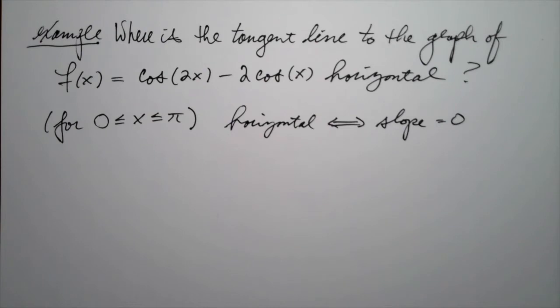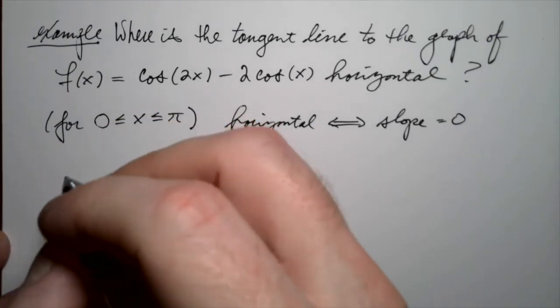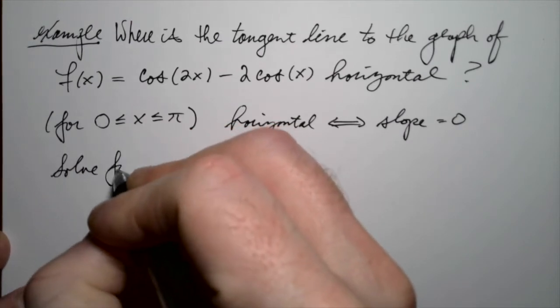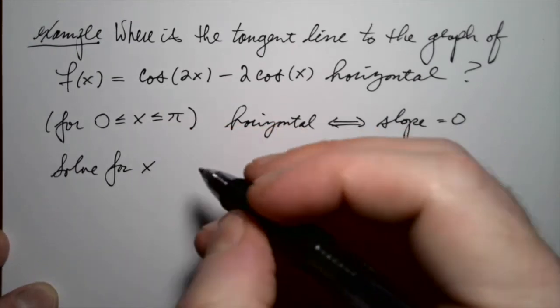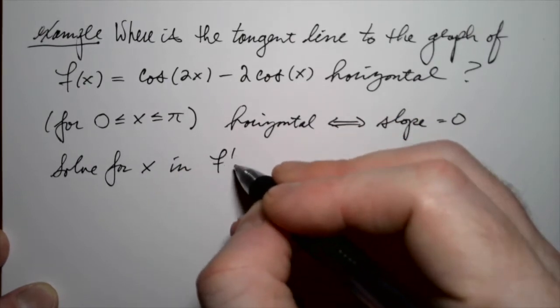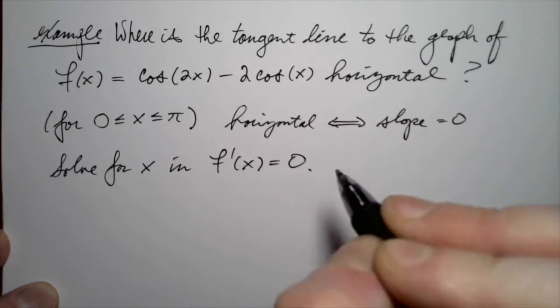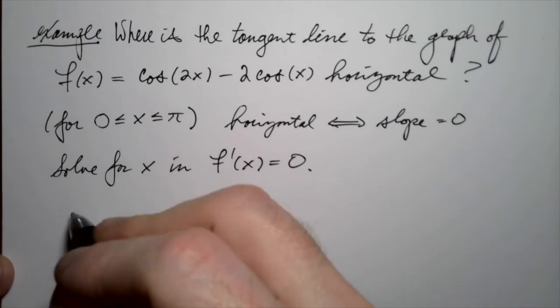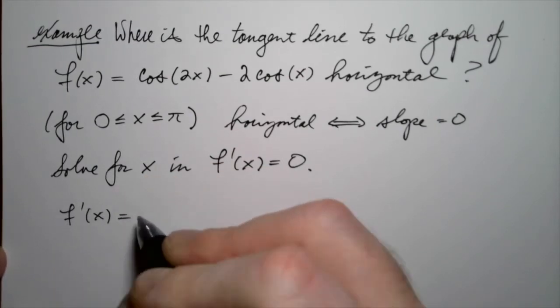So in other words, we're asking where the slope of the tangent line is 0. Well, the derivative measures the slope of the tangent line. So what do we need to do? We need to solve for x in the equation that says that the derivative is 0. If we compute the derivative, set it equal to 0, and then solve for x, we'll figure out exactly where the slope is 0.